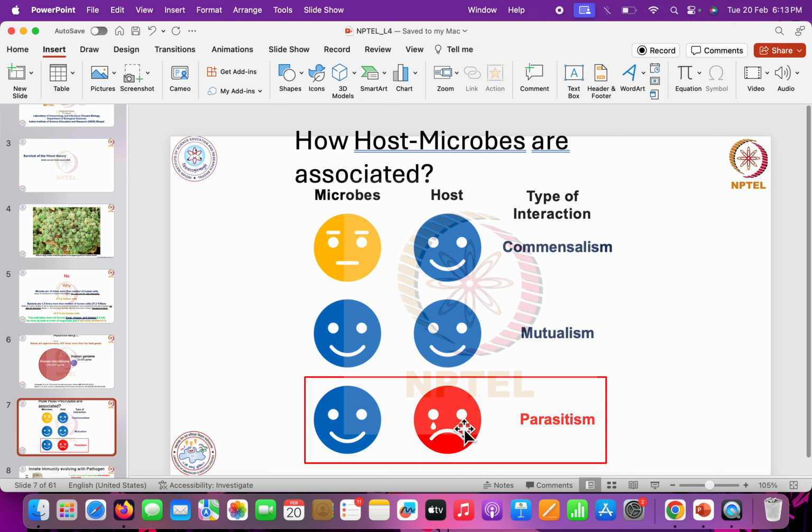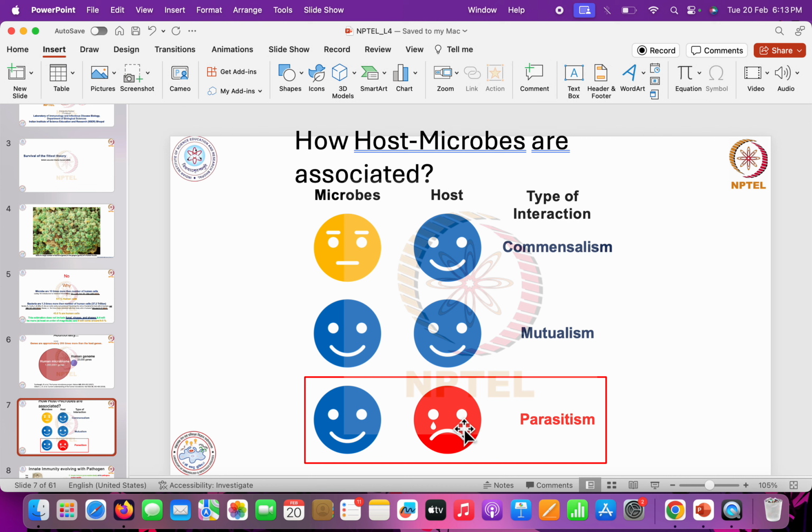So how are host and microbes associated? The association between microbes and host is not always toxic. There is mutualism, where we need those good bacteria in our body, but there are also different viruses, bacteria and pathogens which you don't want. This kind of interaction you can divide into three things: one is commensalism, one is mutualism, and another one is parasitism.